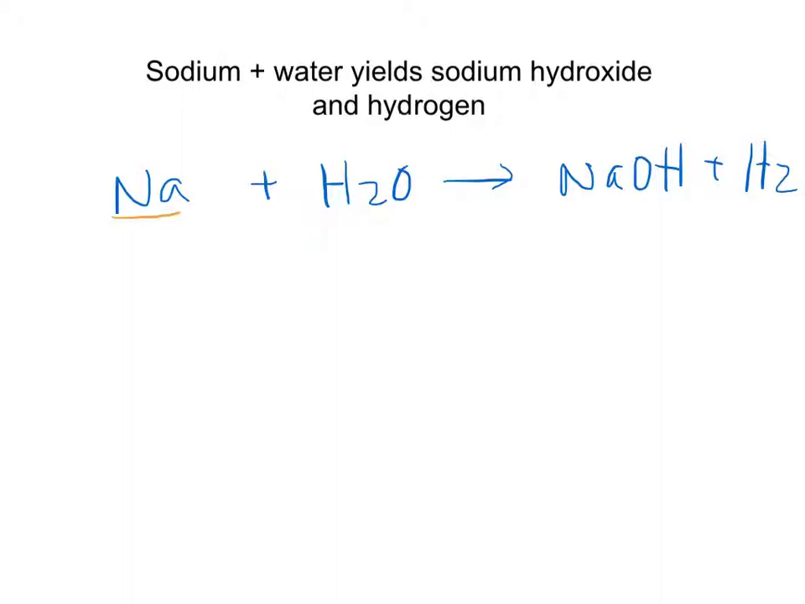It looks like I have 1 sodium on this side, 1 sodium on this side. That looks good. But if I count, I've got 3 hydrogens, 1, and then 2, 3. And so that's not good because I have 2 on the reactant side. So I'm going to need something that's going to help me balance that out.